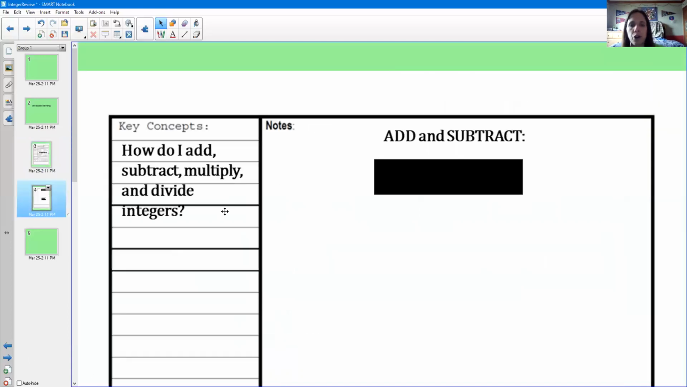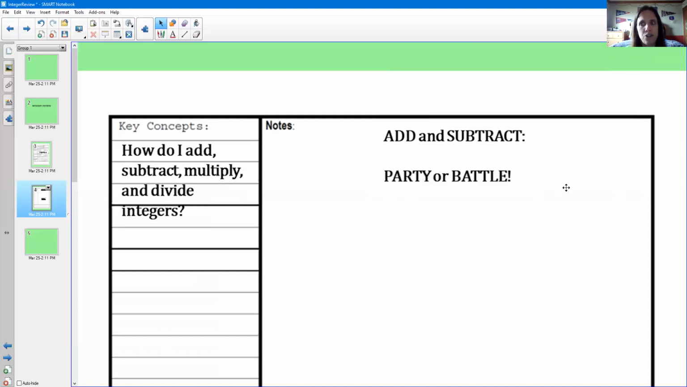All right, so we learned about positive and negative integers, and then we learned to work with them. So now we're going to review how to add, subtract, multiply, and divide integers. Let's focus on the adding and subtracting first. When you add or subtract, 2 words. You either party, let's get this party started. I know Gabe's doing it with me, right?